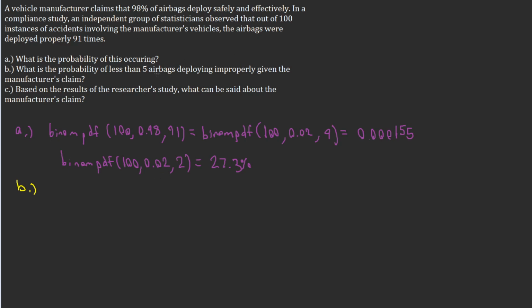I think the easier way to work this problem is to recognize that if 98% of airbags are deploying properly and airbags can only deploy properly or improperly, then the probability of an airbag deploying improperly is going to be 2%.